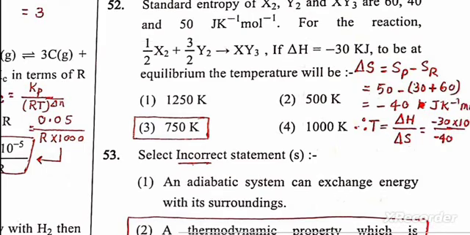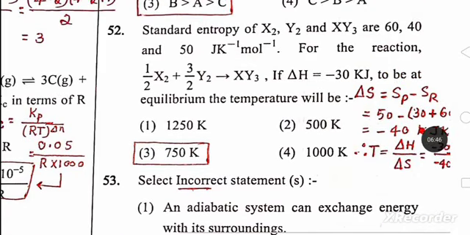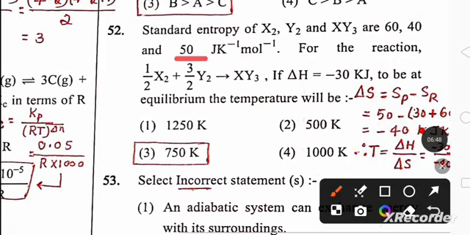So delta S we can find out by the formula delta S is equal to Sp minus Sr. So Sp means entropy of product. Product is XY3, 1 mole, and the XY3 entropy value is given, that is 50. Substitute. Then Sr means entropy of reactant. There are two reactants here, half mole of X2. 1 mole of X2 value has been given, that is 60, half mole means 30, you substitute.